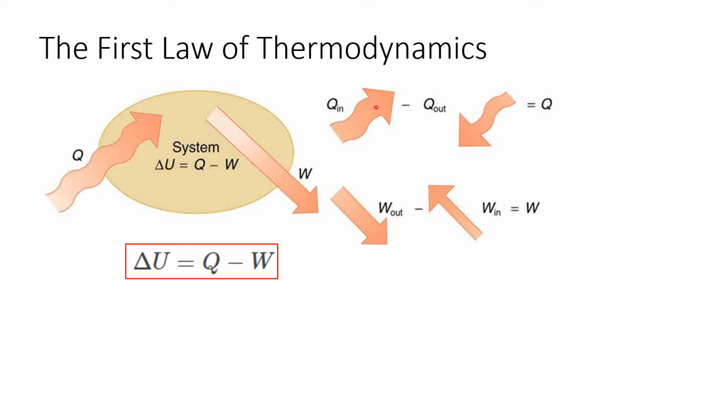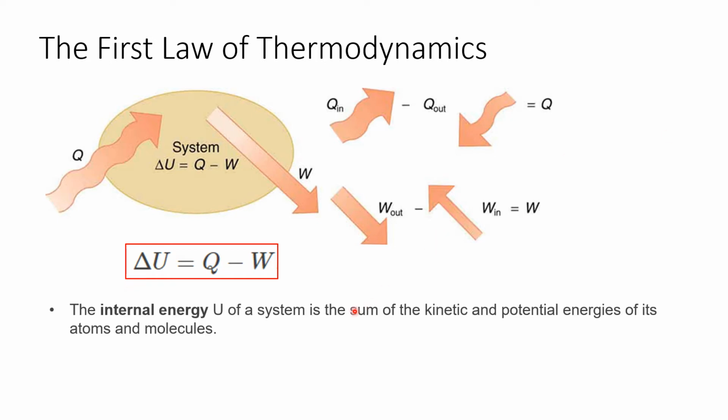Here, delta U is the change in internal energy U of the system, while the internal energy of a system is the sum of the kinetic and potential energies of its atoms and molecules. So it's related to the temperature of the system.